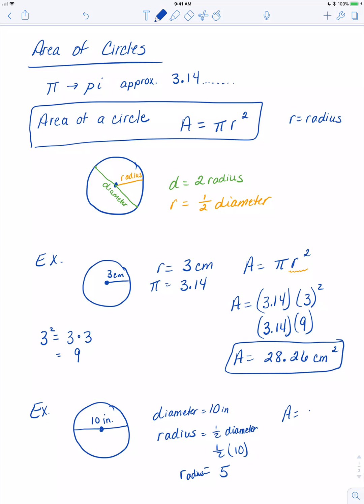So area again is pi r squared. So 3.14 times 5 squared. Remember, you have to square the radius first. So 5 times 5 is 25. Then 25 times 3.14 is 78.5 inches squared is the area of that circle.